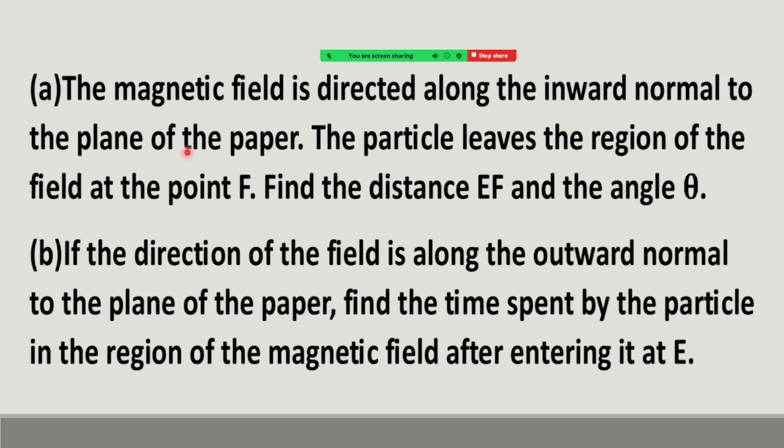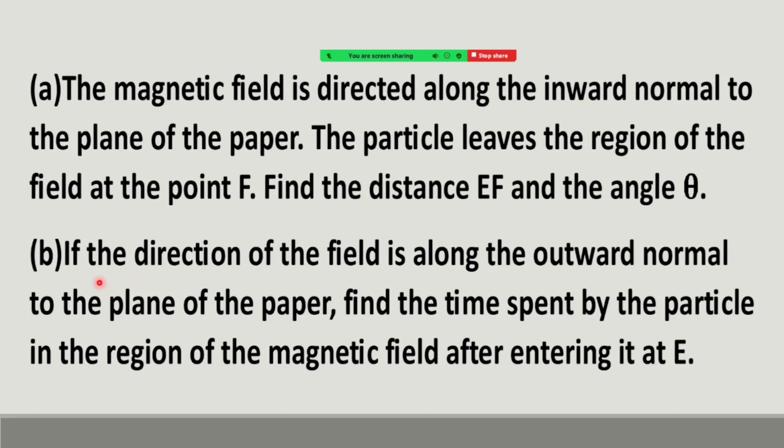We can see there is a cross. Cross indicates it is normal to the paper, it is into the board. Okay, that is what is given here. Inward normal, right? The particle leaves the region of the field at the point F. Find the distance EF and the angle theta.